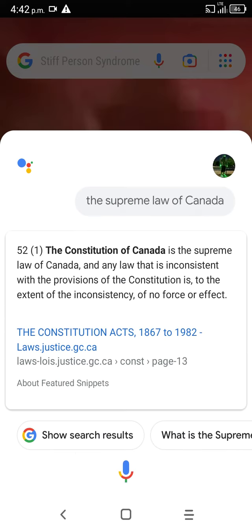According to the Constitution Acts, 1867 to 1982, section 52, the Constitution of Canada is the supreme law of Canada, and any law that is inconsistent with the provisions of the Constitution is, to the extent of the inconsistency, of no force or effect. Right on.